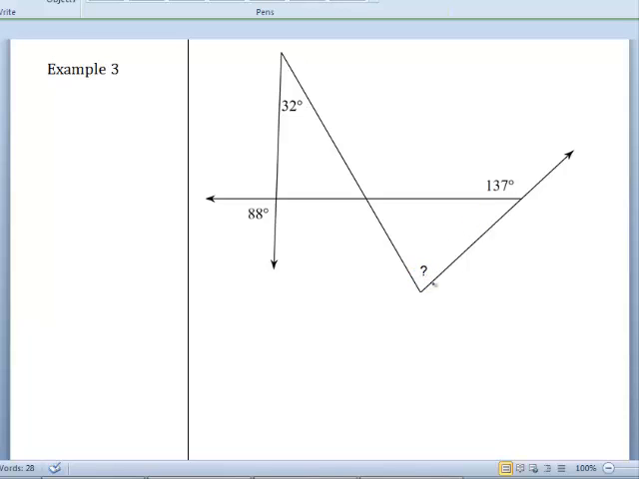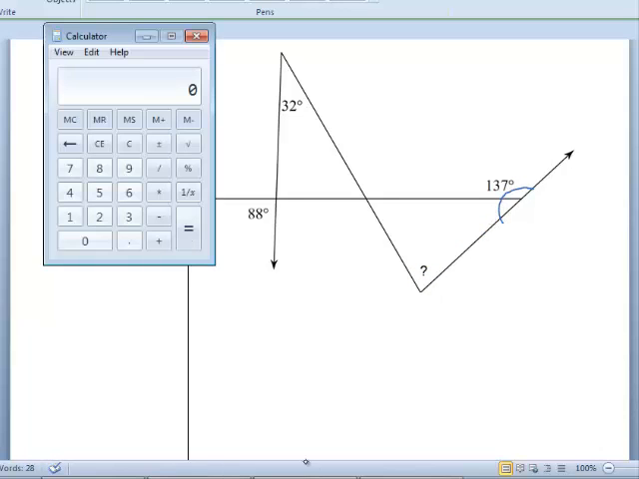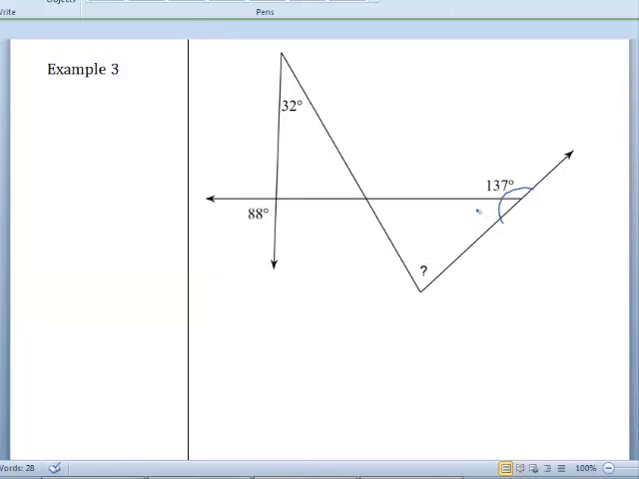If I know this is 137 degrees, both of these angles together are 180 degrees. They're supplementary. So I could take the 180 and subtract the 137, which is equal to 43 degrees. So back here, I know that this angle is 43 degrees. But can I get to this next angle here? Can I get to my actual angle in question?